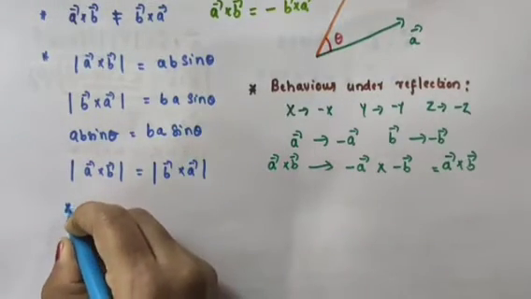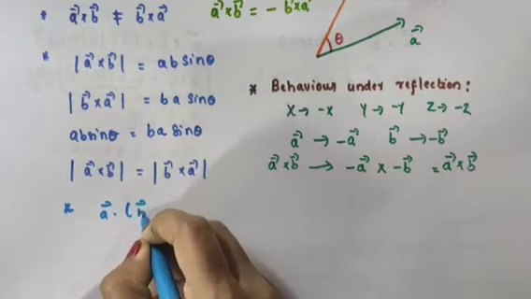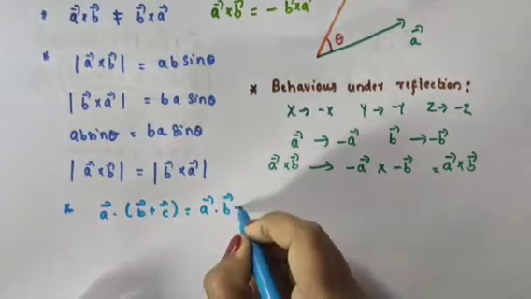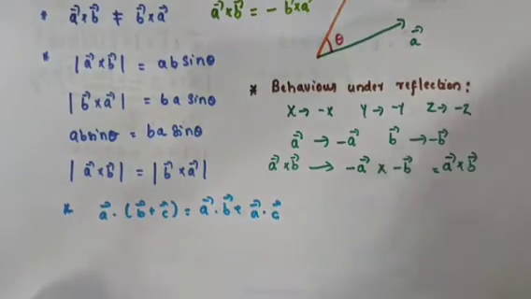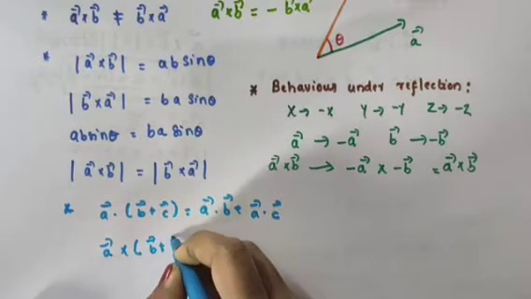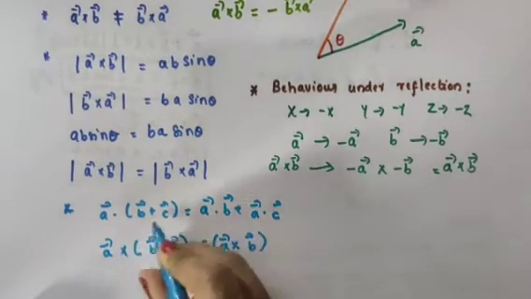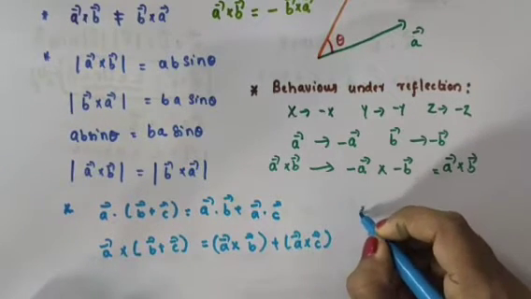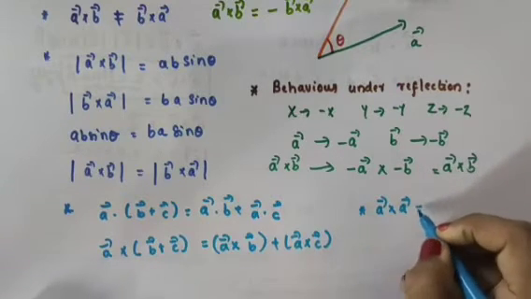We all know that in the scalar vectors, the distributive property is applicable there. That is, A vector dot (B plus C) is equal to A dot B plus A dot C vector. So this is the distributive property which is obeyed in the scalar product. Now the same thing will be obeyed in the cross product also. That is, A cross (B vector plus C vector) is equal to A vector cross B vector plus A cross C vector.